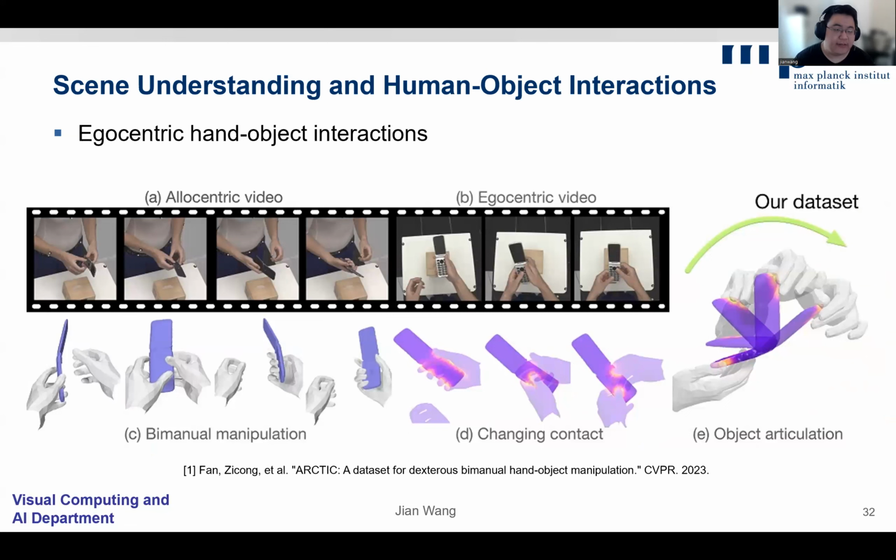Yes. The next part I would like to discuss is scene understanding and human-object interactions. We know that the egocentric camera is mounted on the human body, so it moves around as the human body moves, and it really can see what people's eyes can see. So one very interesting task is understanding human-object interactions, like in this ARCTIC dataset. It has an egocentric video that looks at the interaction of the human and object, and we can understand the human-object interaction from this dataset.